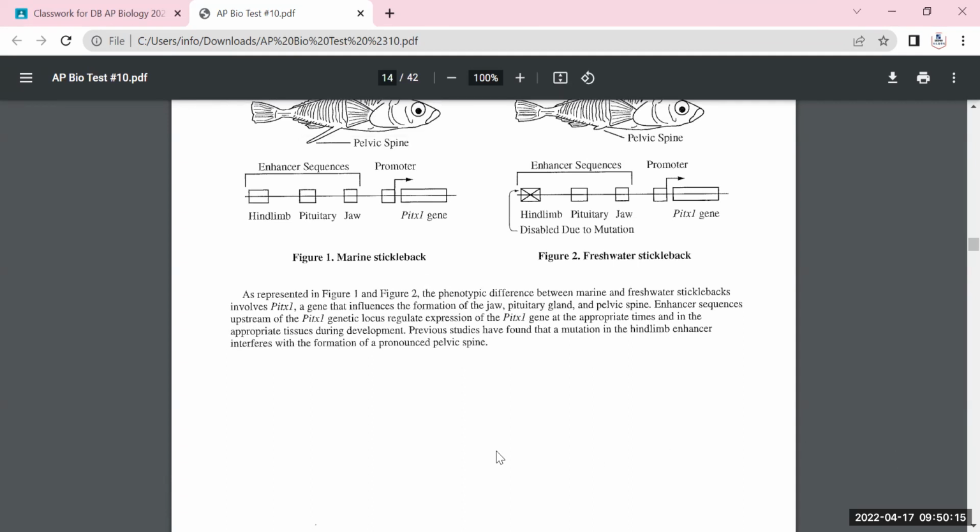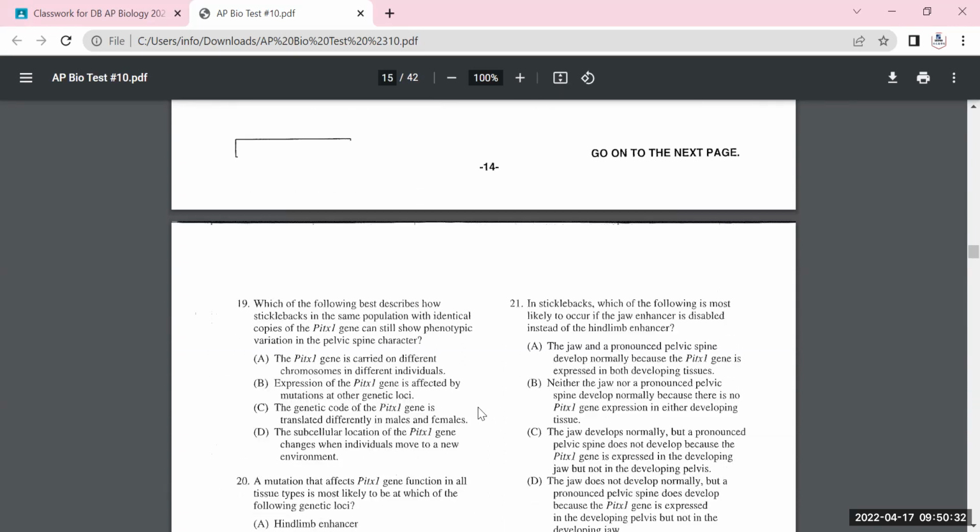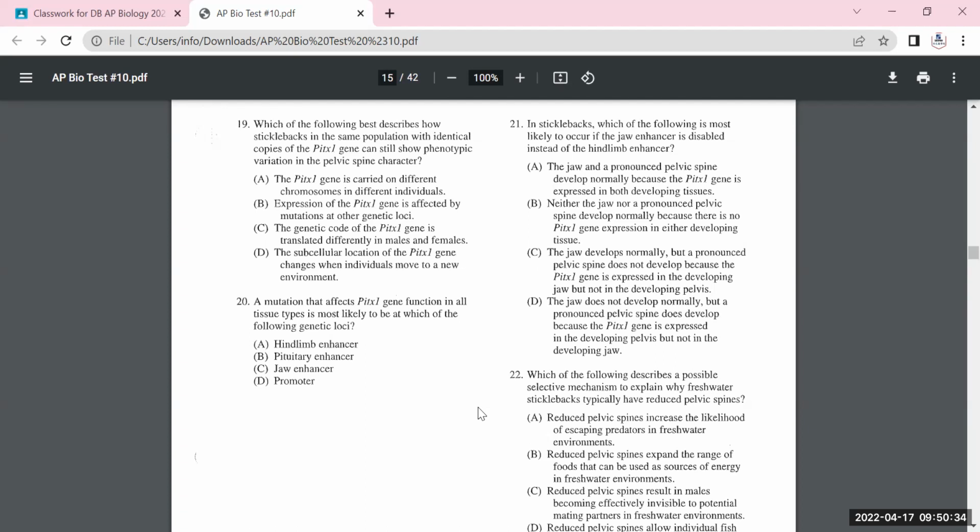Right? So, in order to influence this gene, which one is going to be the best? Enhancer, you can still get a pelvic spine by having a mutation within your enhancer. If you have a mutation in your promoter, that is probably going to be much more significant, right? So 20 is D.